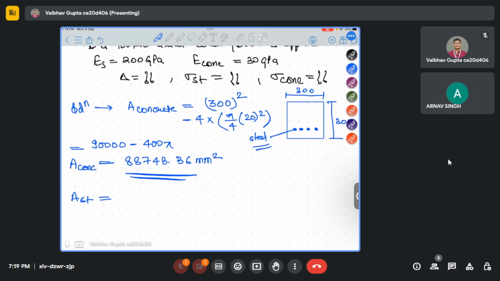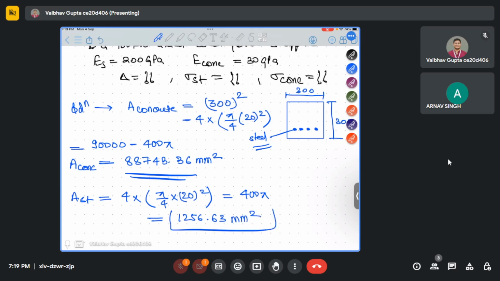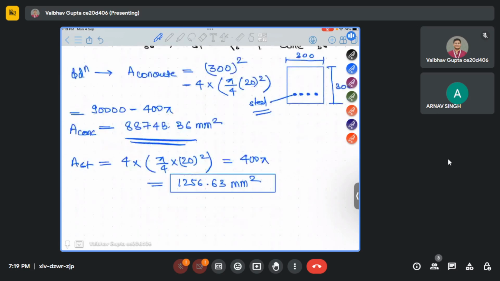So the area of steel: 4 rebars are there, pi by 4 into d square is nothing but 400 pi, which is equal to 1256.63 mm square. This is the area of steel. These two things we have calculated.